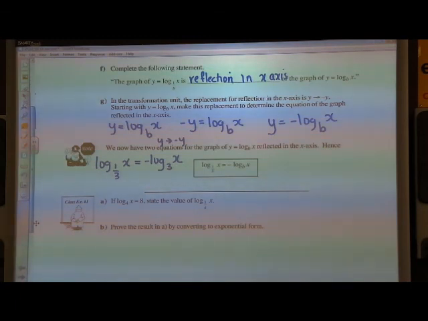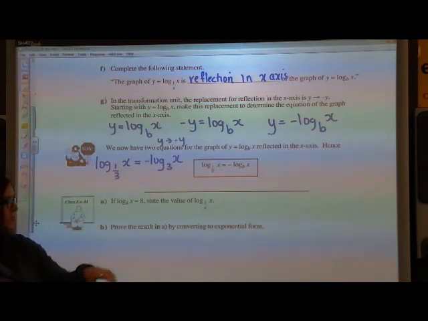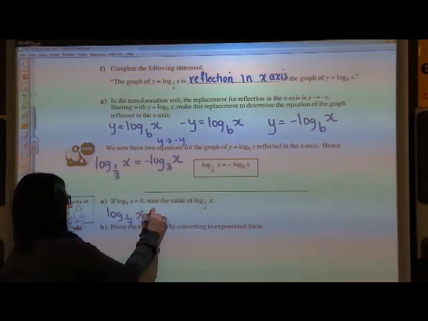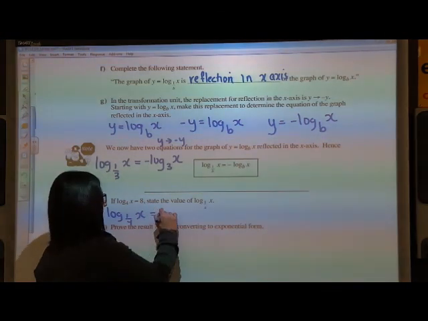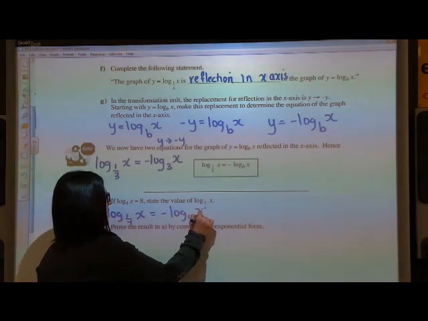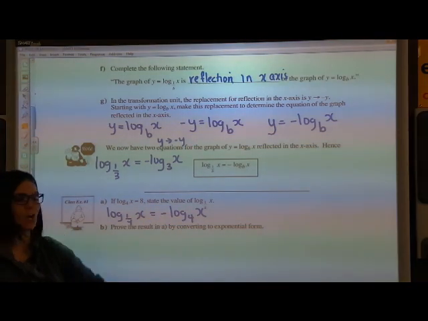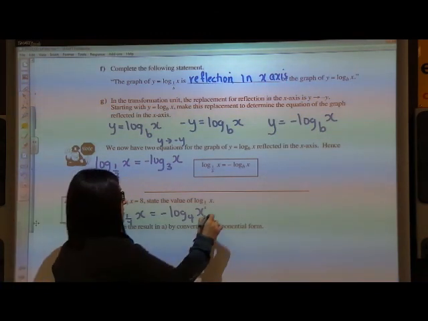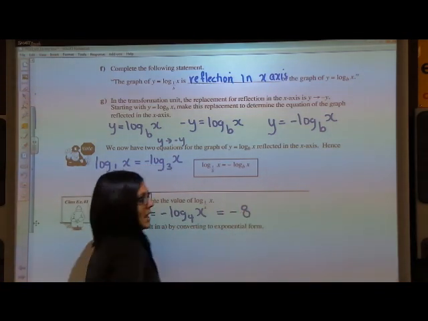In class example number 1, it says if log base 4 of x equals 8, what would be the value of log base 1/4 of x? Well, log base 1/4 of x is the same as negative log base 4 of x. And what is log base 4 of x? 8. So this would equal negative 8.